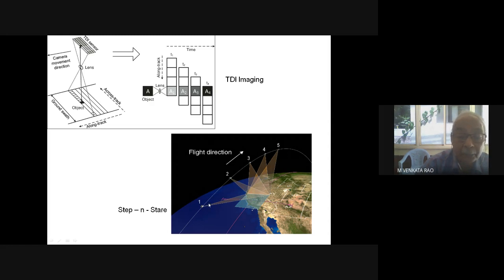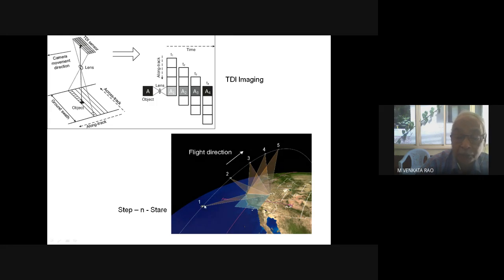The other way is step and stare. See, for example, this is the satellite. The satellite is going in this orbit. So nominally, what we do, we image at the nadir. Nadir we call just below the satellite, whatever ground is there. That only will be imaged and the satellite will go.